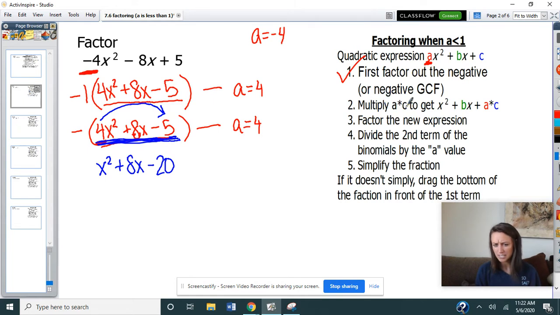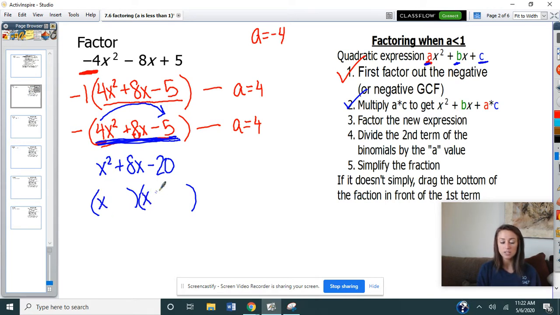So you multiply a times c, the a times the c value. Remember, a is in front of the x squared, b is in front of the x, and c is the number by itself, which is him. And then, so we did that, and now you factor the new guy. So we're going to just work with him. We're going to just factor the blue part. And to factor that, remember, the two terms that go here have to multiply to give me x squared. So what two things multiply to give me x squared?